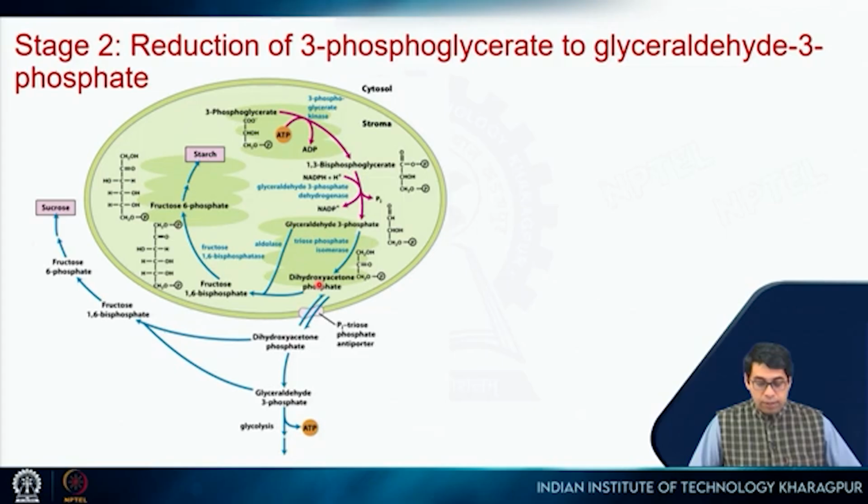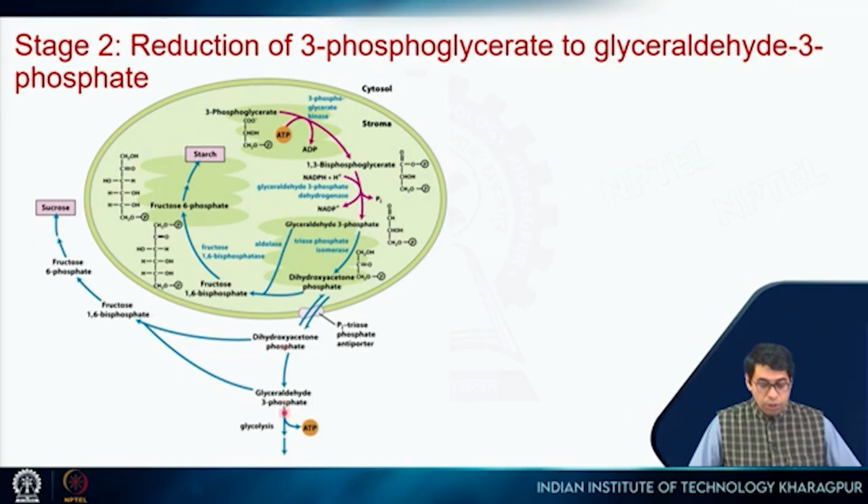Another thing that can happen is this dihydroxyacetone phosphate can be transported out into the cytoplasm by this antiporter. It gets converted to glyceraldehyde 3 phosphate, and then this glyceraldehyde 3 phosphate, which is the same molecule here, can go into the glycolytic pathway. So, it can produce ATP and then it can produce further ATP molecules, right.